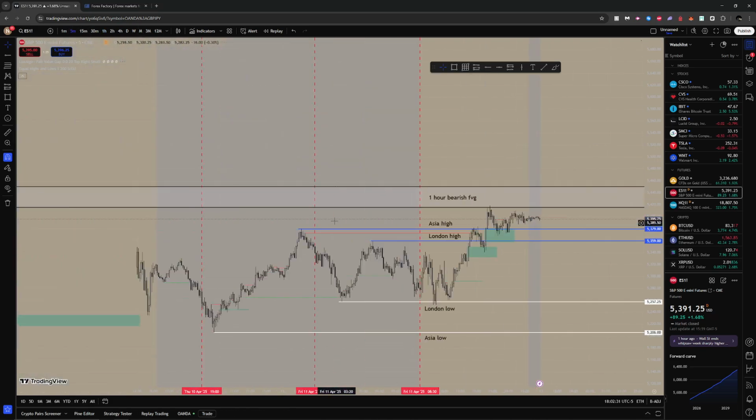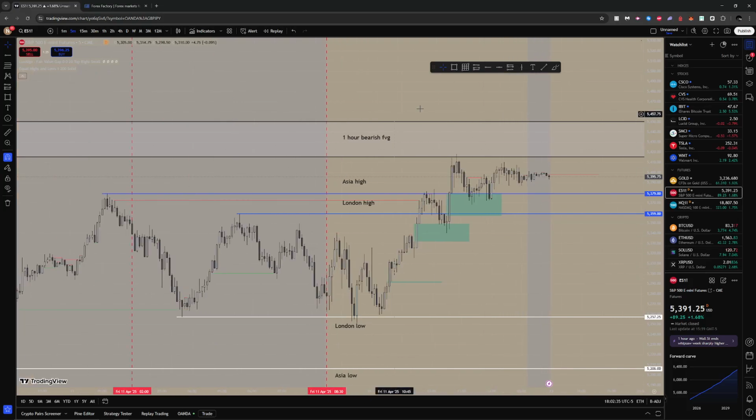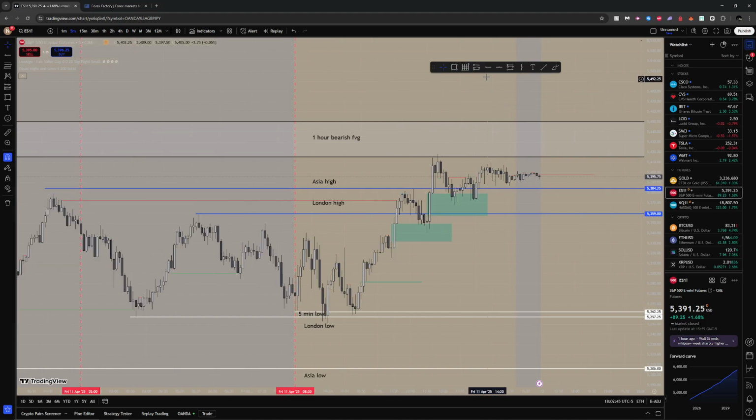And if we go into the 5 minute, we can begin right now. So as you can see, we create this 5 minute low right here, which ended up getting swept. So we create this 5 minute low right here, create this 5 minute high right here. And yo, that's really what I'm looking for.